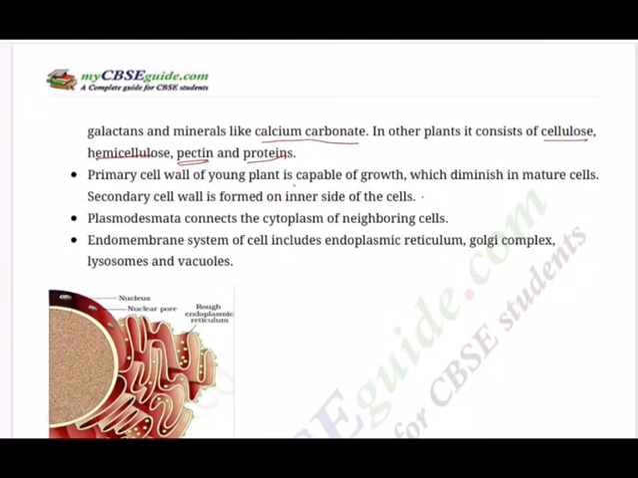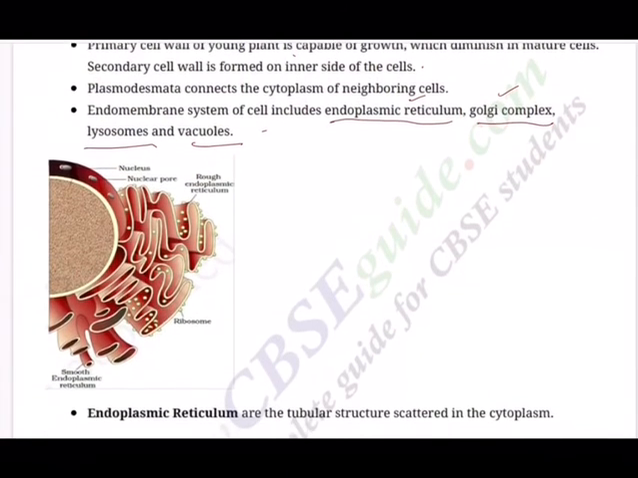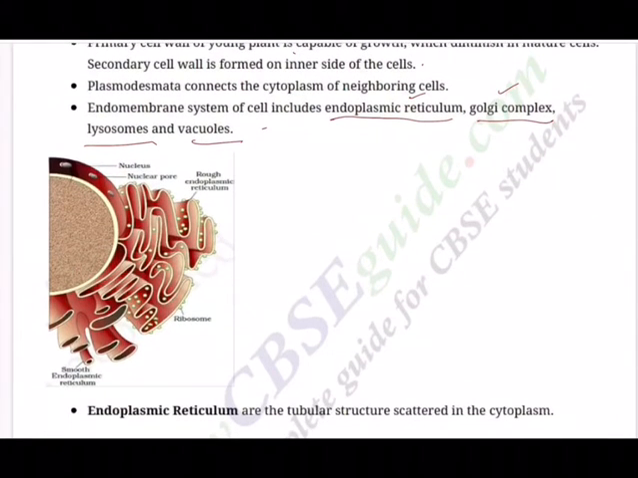Plasmodesmata connects the cytoplasm of neighboring cells. These plasmodesmata are finger-like structures that connect the neighboring cells. The endomembrane system of the cell includes the ER (endoplasmic reticulum), Golgi body or Golgi complex, lysosomes and vacuoles. These are all part of the endomembrane system.